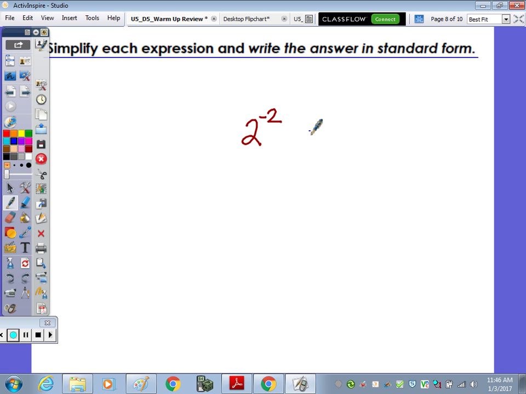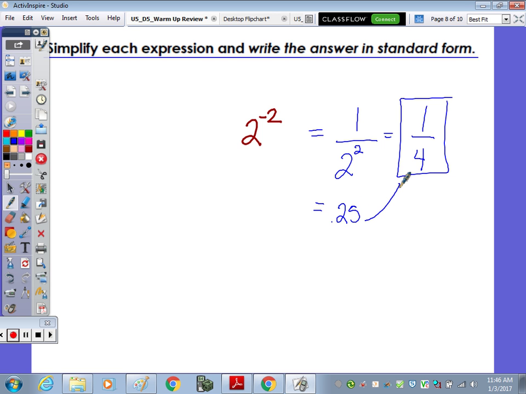Using the negative exponent rule, that would be 1 over 2 squared. So that would be 1 over 4. So if you did it on the calculator, you got a decimal of 0.25, which we write our answer not as a decimal but as a fraction, 1/4.